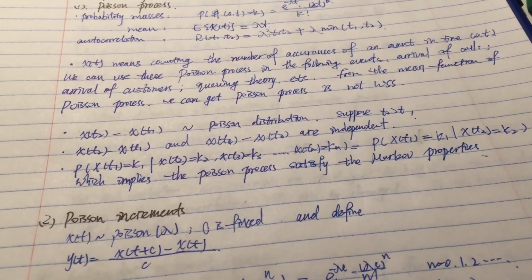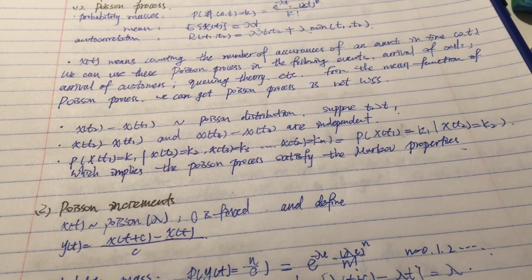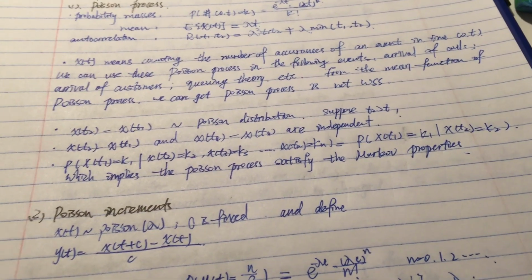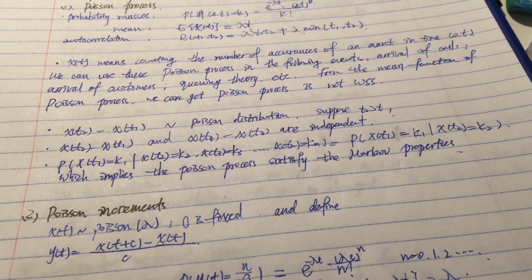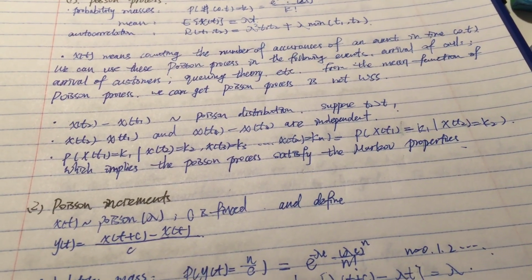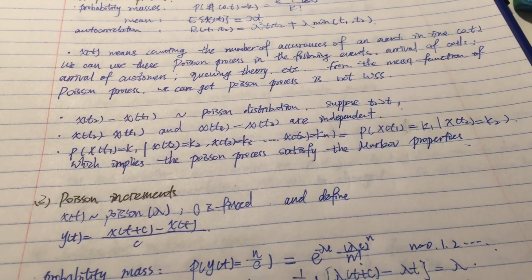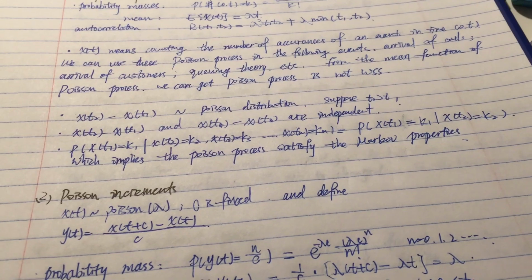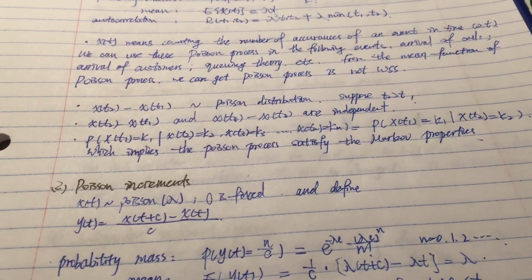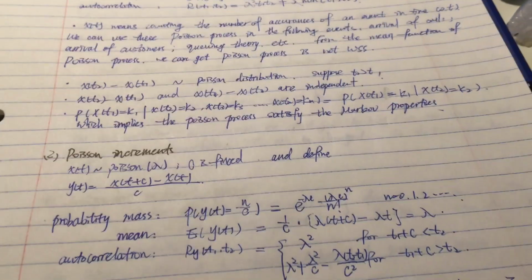wide-sense stationary, and it has other properties. X(t2) minus X(t1) can be viewed as Poisson distributed when t2 is bigger than t1. The second property is that X(t2) minus X(t1) and X(t4) minus X(t3) are independent. And the last is that the Poisson process satisfies the Markov property.